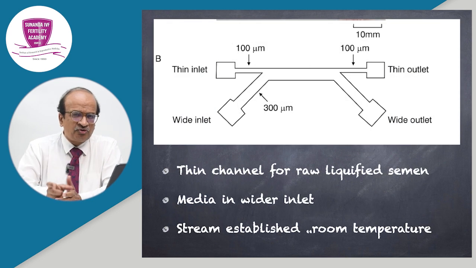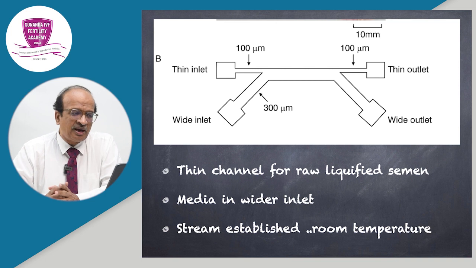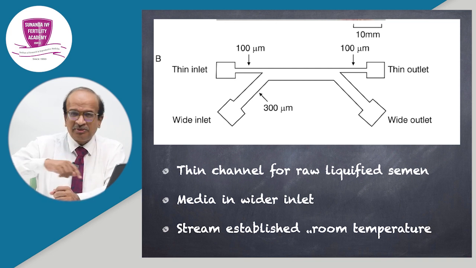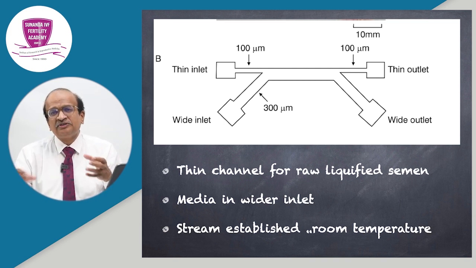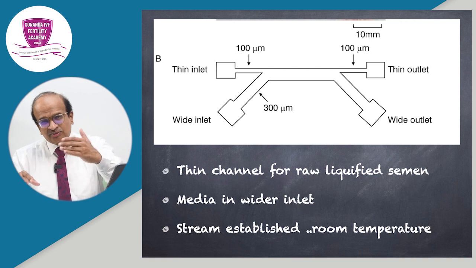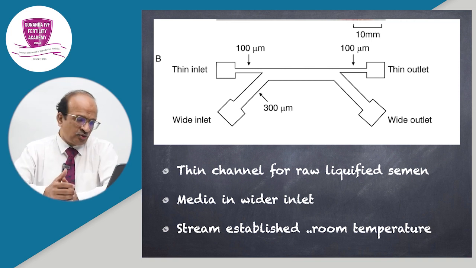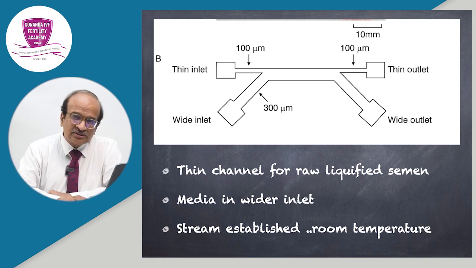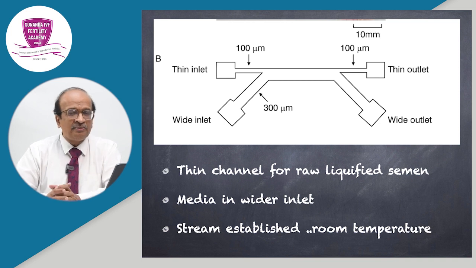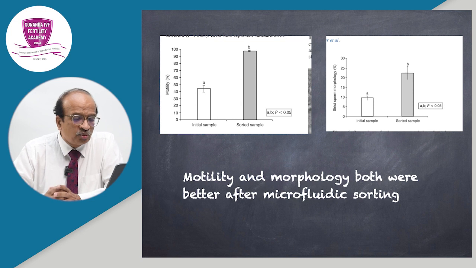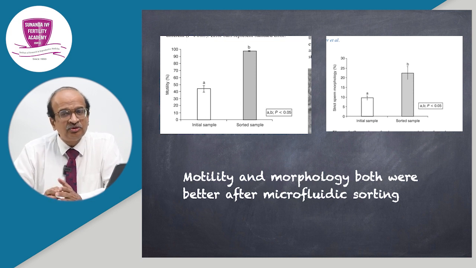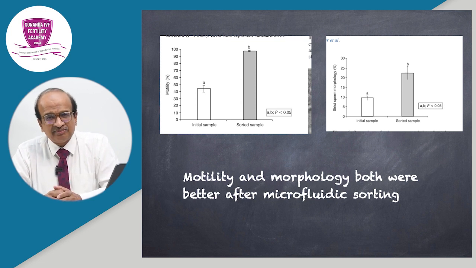A typical microfluidic chip is like this, which will have a thin inlet and a thin outlet for raw semen to be inserted from one end and come out, while the wide inlet and wide outlet are for the media, which flows and takes the motile sperm with it from the wider outlet. All the streams have to be established at room temperature. Look at the yield. In this particular study, they said that the motility and morphology both were better in the sorted sample compared to the initial sample.